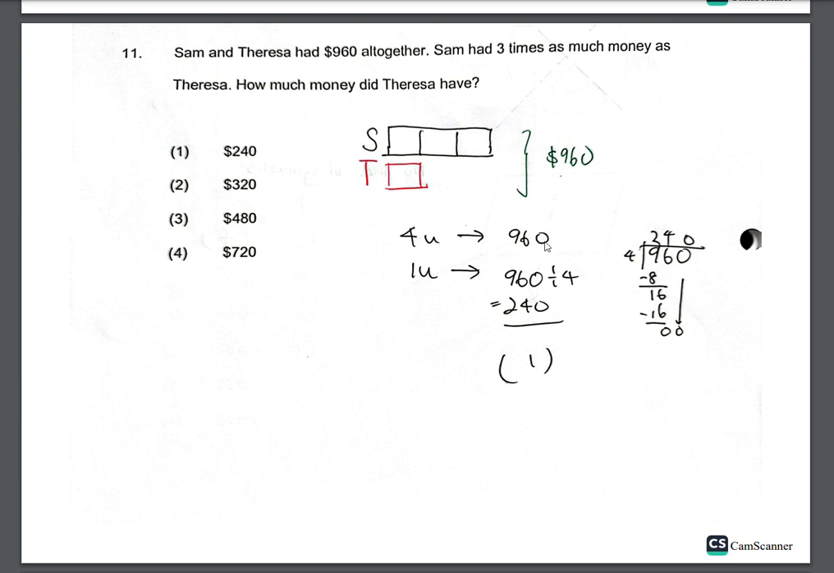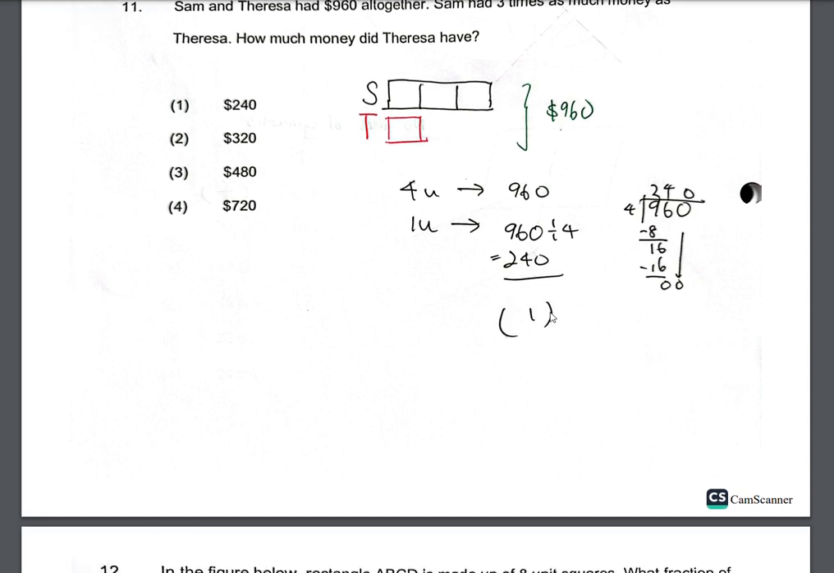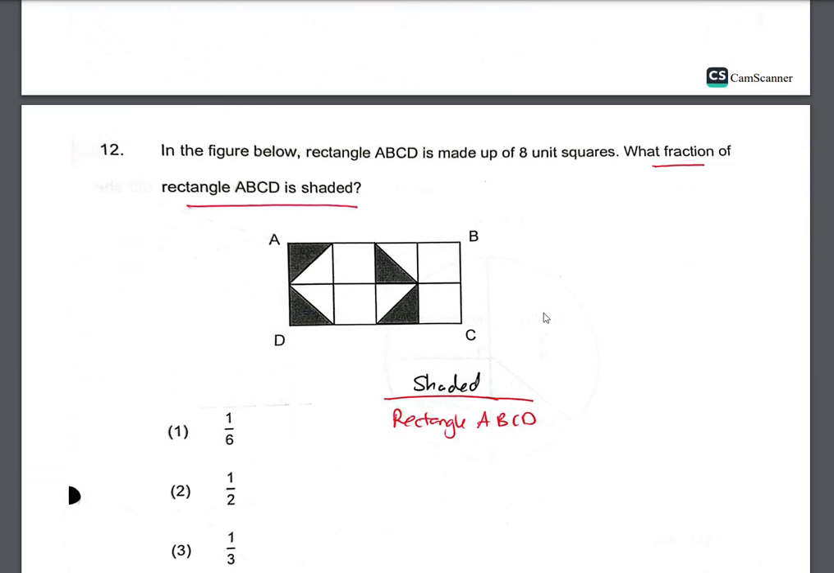So 4 units is 960. For 1 unit, I divide 960 by 4. You see my working here. I get 240. Now, how much did Teresa have? Teresa has 1 unit. So 1 unit is equivalent to $240. Option is 1.